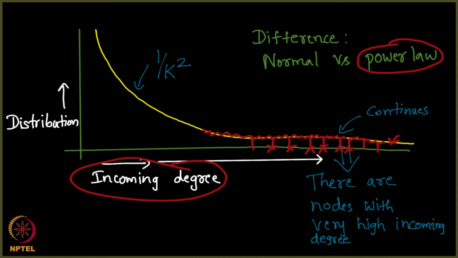Fine. Here's the question. Why do you observe this drop of the curve? And secondly, how come there are so many nodes with higher and higher degrees observed in real world networks?